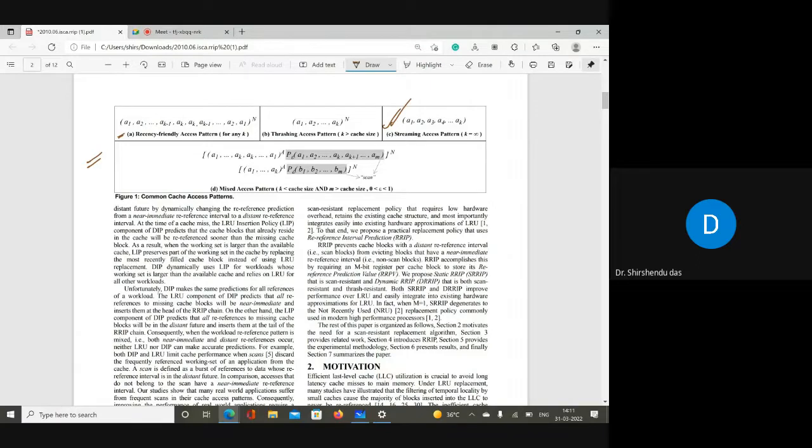Maybe the notation will be slightly different, but you'll understand it. And there's the mixed access pattern. I have just shown you an example of a mixed access pattern. Here you can see the complete thing. Let me color it. The complete thing is repeating here n number of times.